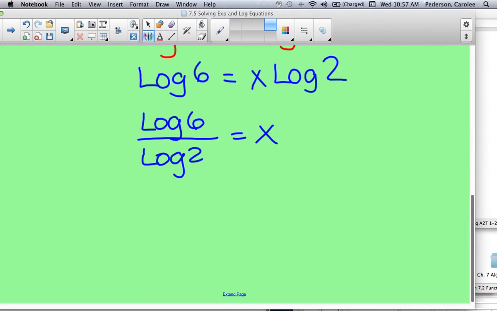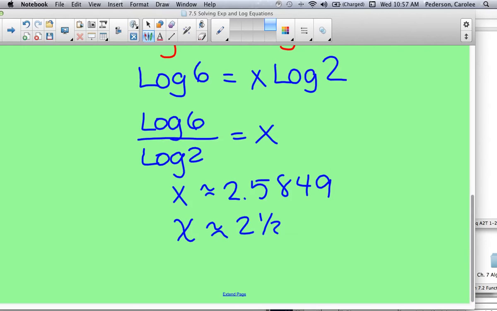And remember, x represents the number of hours for this bacteria to double. So now we use our calculators, so we say log of 6 divided by log of 2, and we get x is approximately 2.5849. So we say then x is approximately 2.5 hours for this bacteria to go from 1,000 bacteria to 6,000 bacteria.